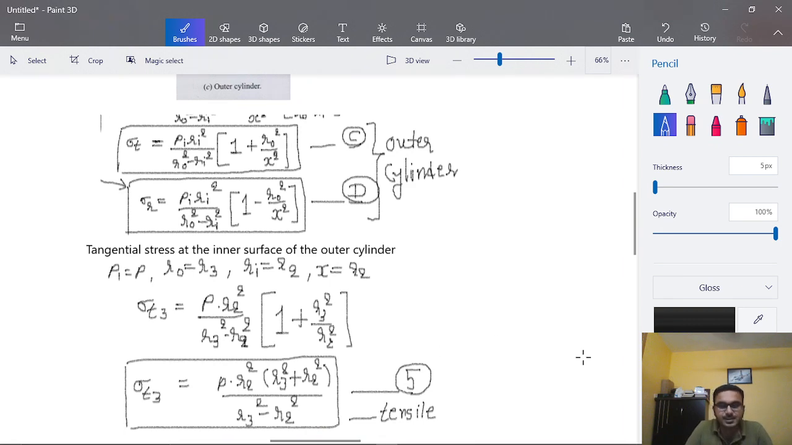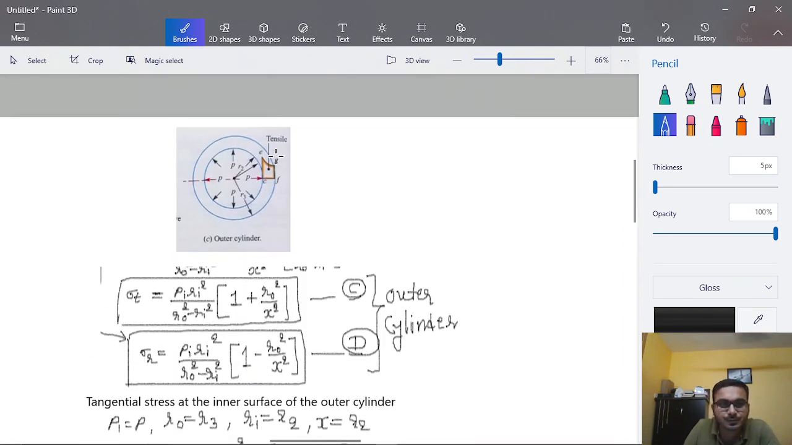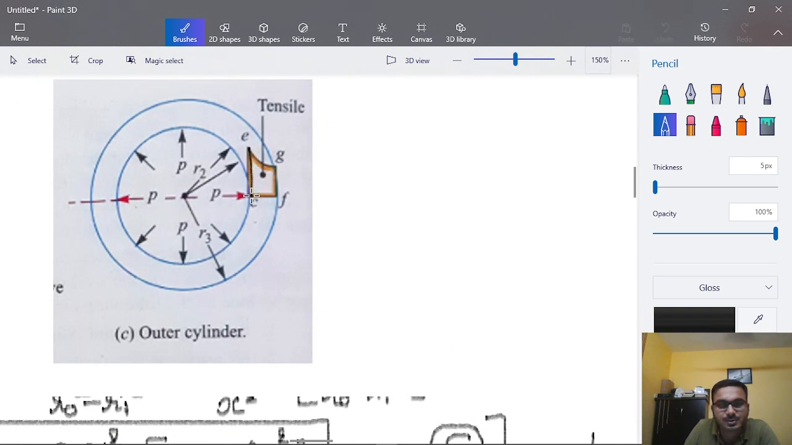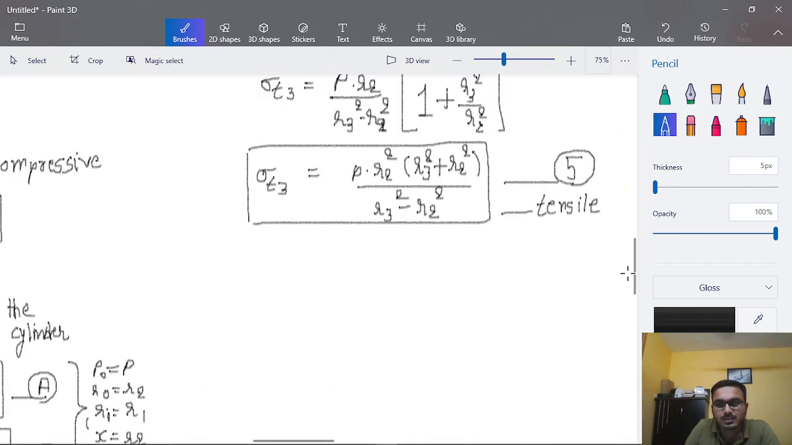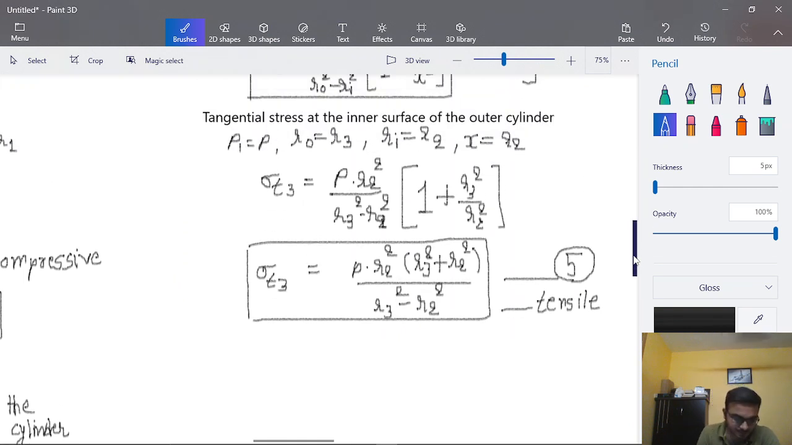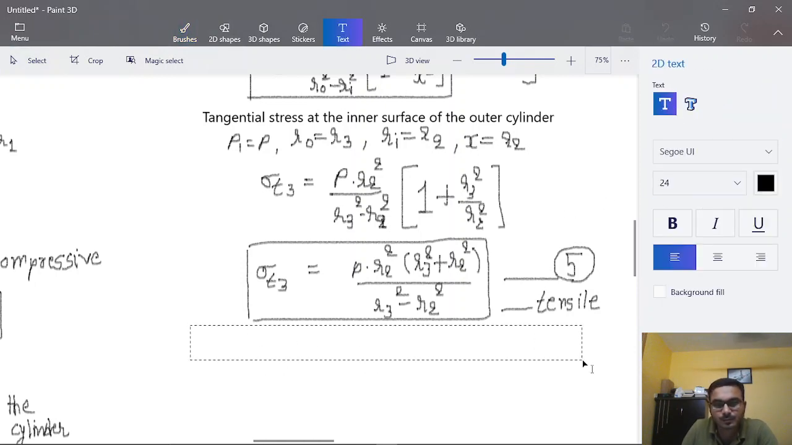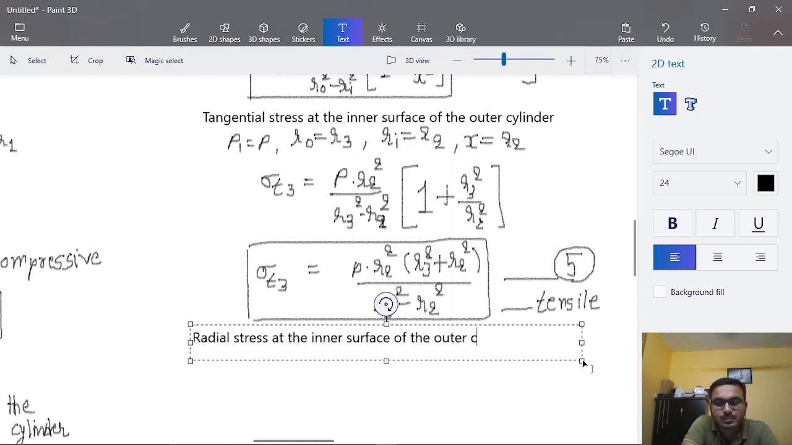And this sigma T3 in this figure is denoted as this CE portion. So this CE is denoted by equation number 5, which we have already derived. Now similarly we can calculate the radial stress at the inner surface of the outer cylinder.